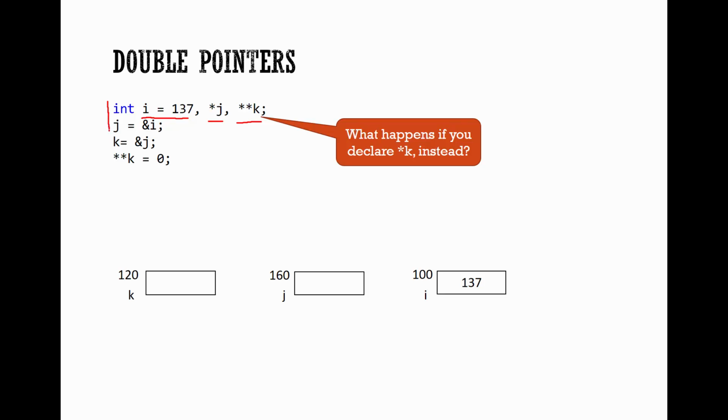First thing that we have to think about is this J equals address of I. So what does that do? Basically what happens is if we do that assignment, we are going to go and look at the address of where Y is and store it into J.